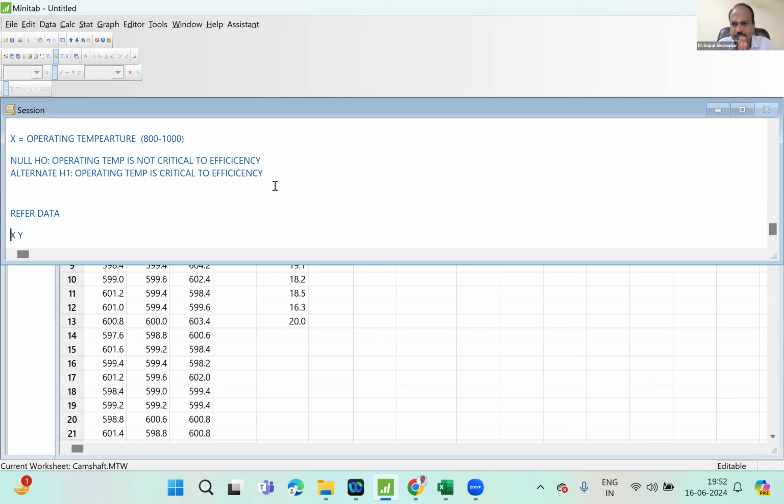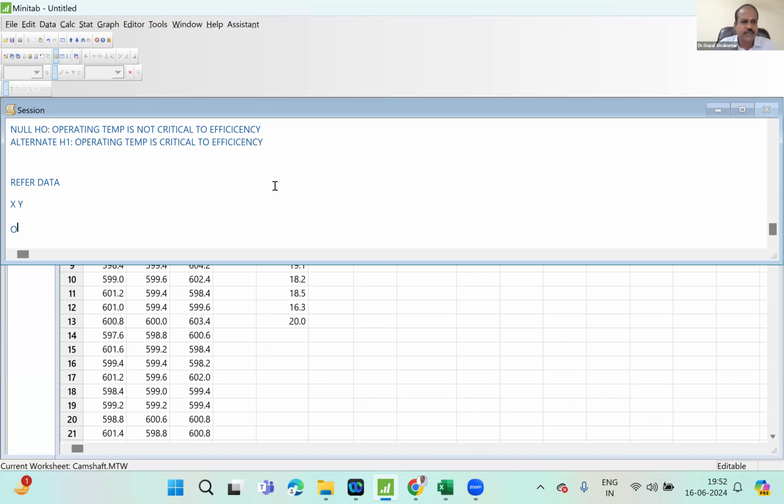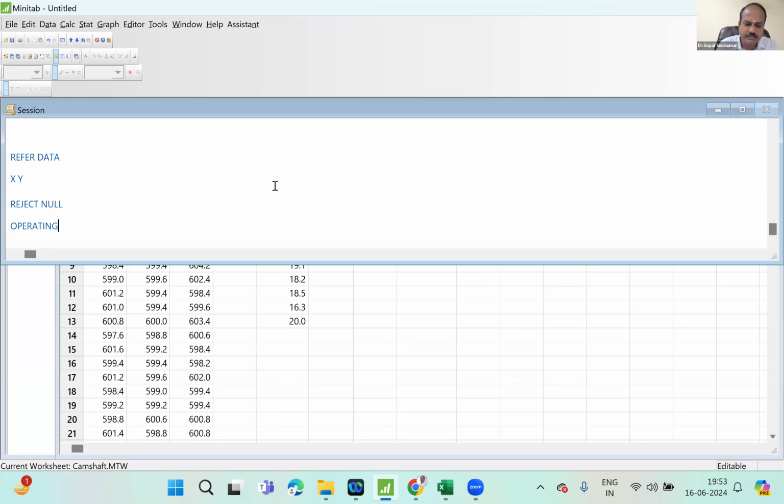And suppose once you understand operating temperature, in this scenario it will definitely happen to reject your null. Am I right? If it happens to reject the null, what does it mean? The operating temperature is a critical root cause for poor efficiency. Clear? The conclusion.